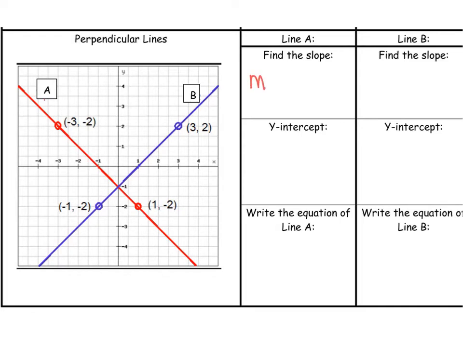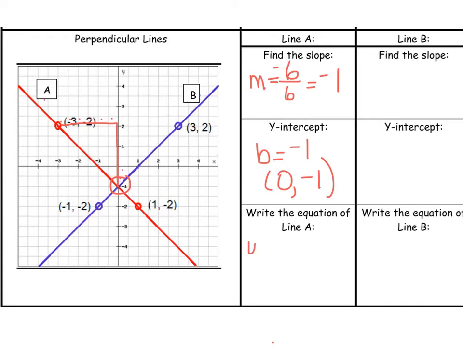So the slope for line A, I'm going to use 2 points, and I can use any two. I'm going to use the y-intercept and this point over here, and my rise is 1, 2, 3, 4, 5, 6. And my run is 1, 2, 3, 4, 5, 6. And since this is going downhill, it's a nice negative, so my slope is negative 1. To find the y-intercept, where does it cross the y-axis? My y-intercept is also negative 1, and I can write that as (0, -1).